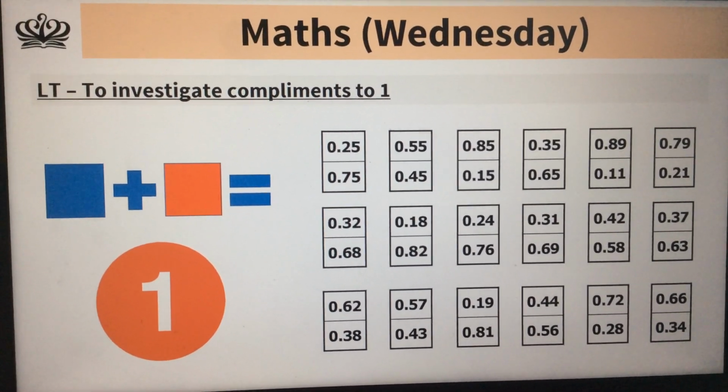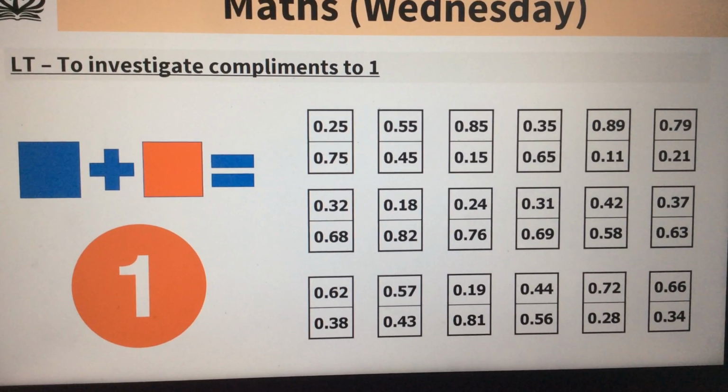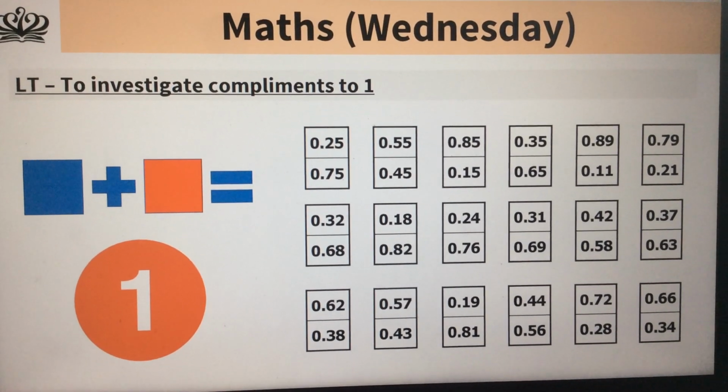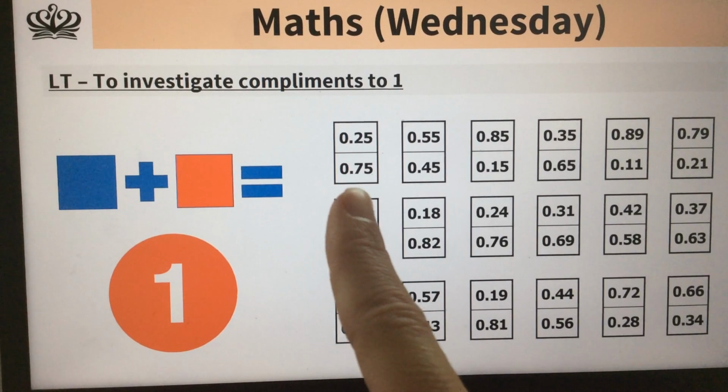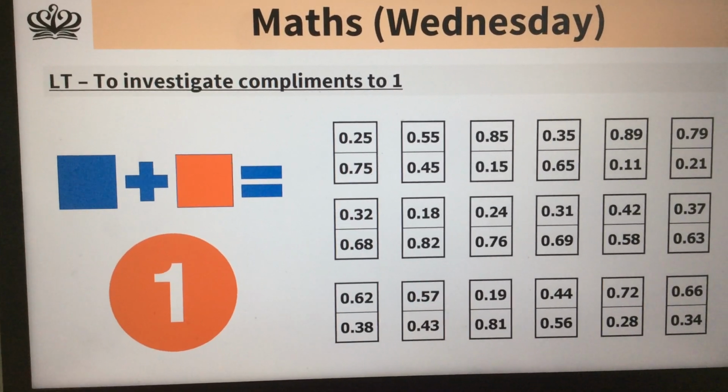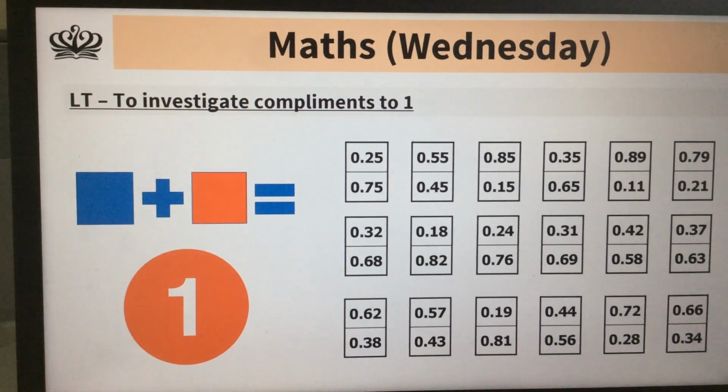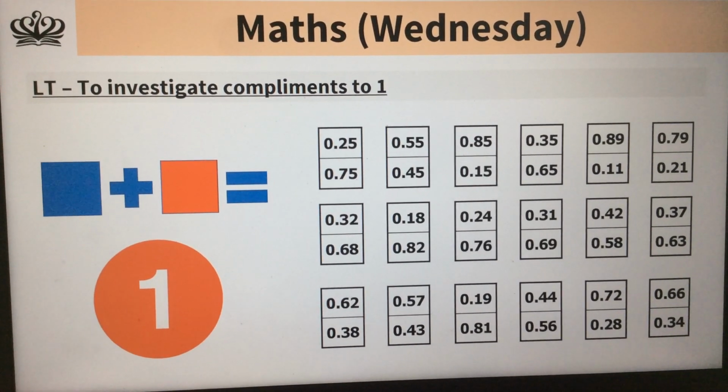Right, this first slide shows pairs of numbers that if we added them together, they would equal 1. So for example, we've got 0.25 and 0.75. Those two together would make 1. Lots of different examples there for you to have a quick look at.